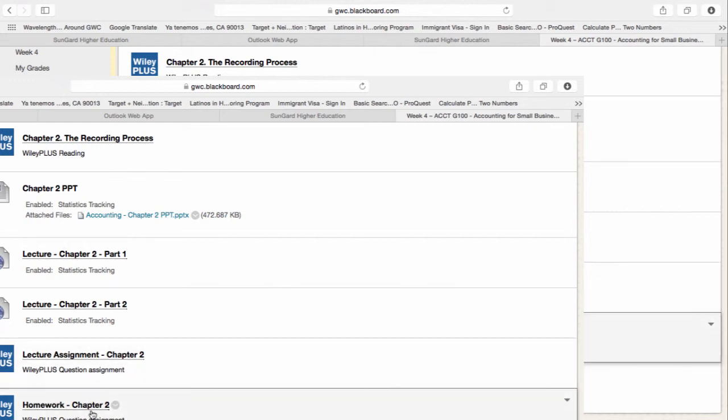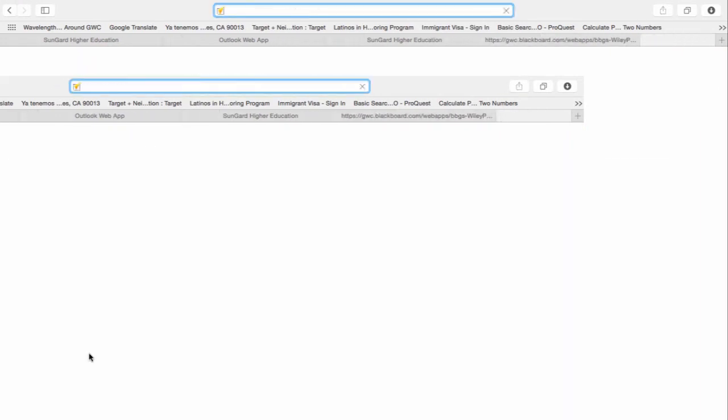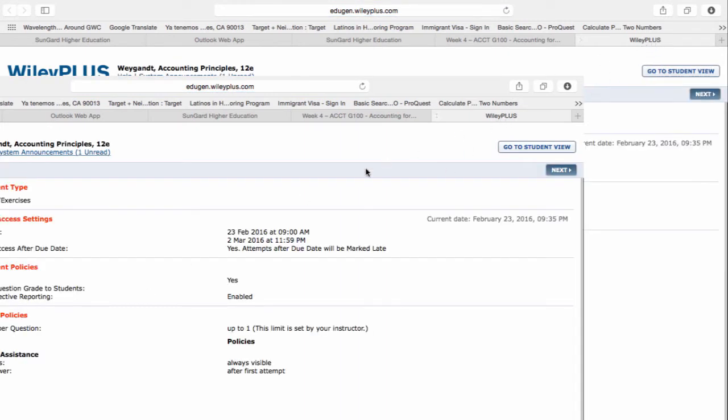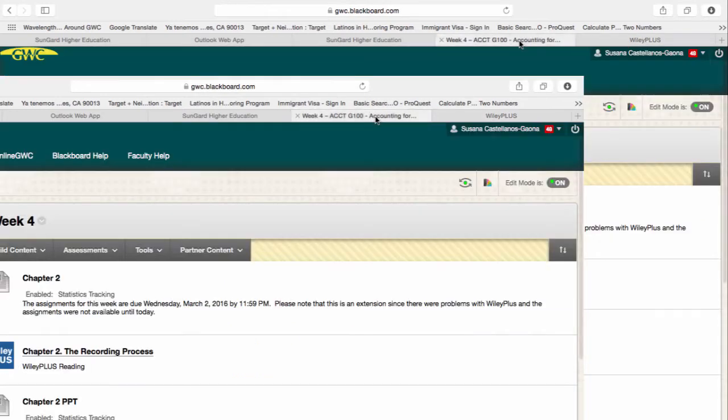And then you're going to have your lecture assignment. All you're going to do, again, is just click on the link. It's going to take you to the Wiley Plus page. And you're going to see that you have 10 multiple choice questions, based on your readings and the lecture. Again, this is just to assure that you are reading the assignments. You have one attempt to do these, so make sure that you are answering them correctly, as you only get one chance to get it correct.